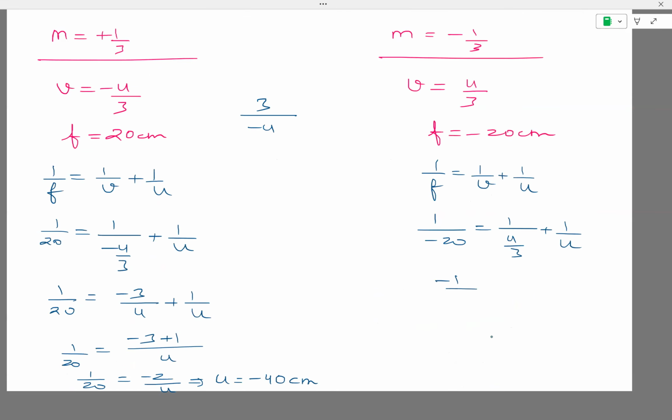Here also, what will happen? This will go to the top. So 1/u times 3 plus 1/u. So minus 1 by 20. You take, so 3 plus 1. Okay. So minus 1 by 20 is equal to 4 by u.